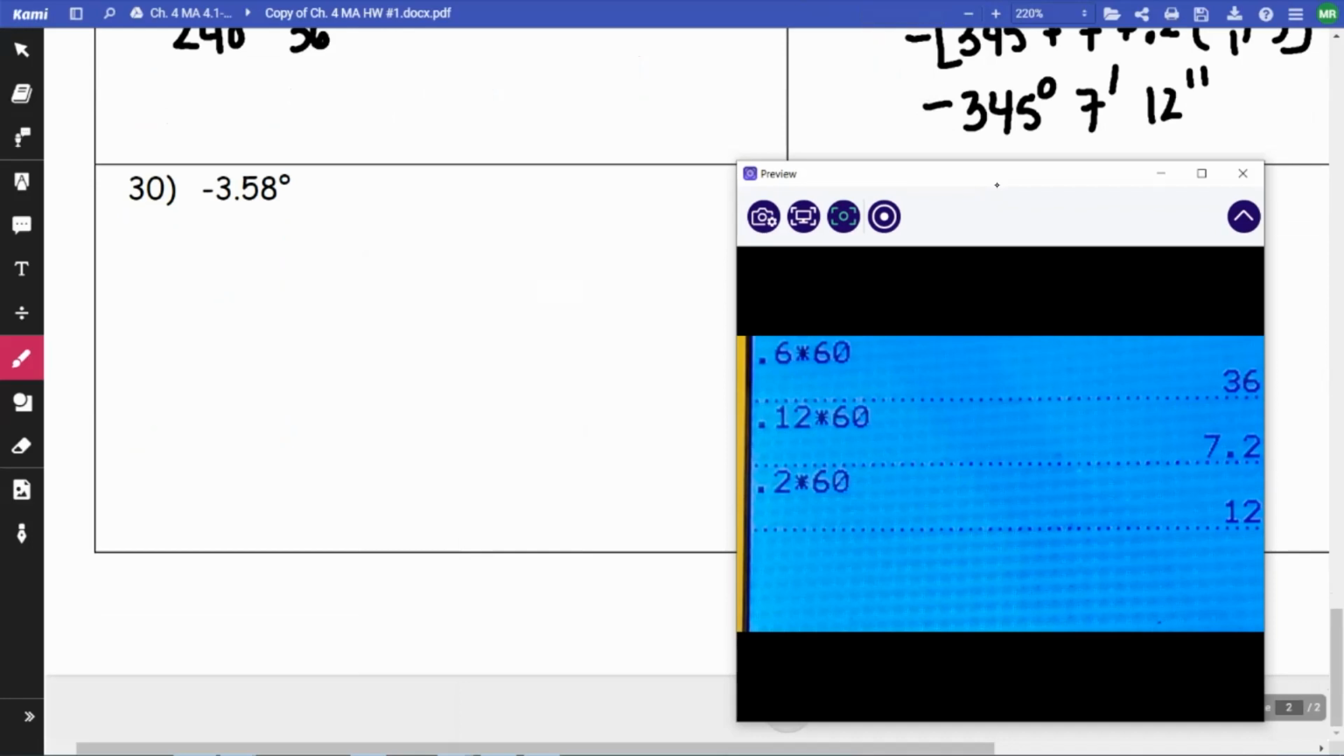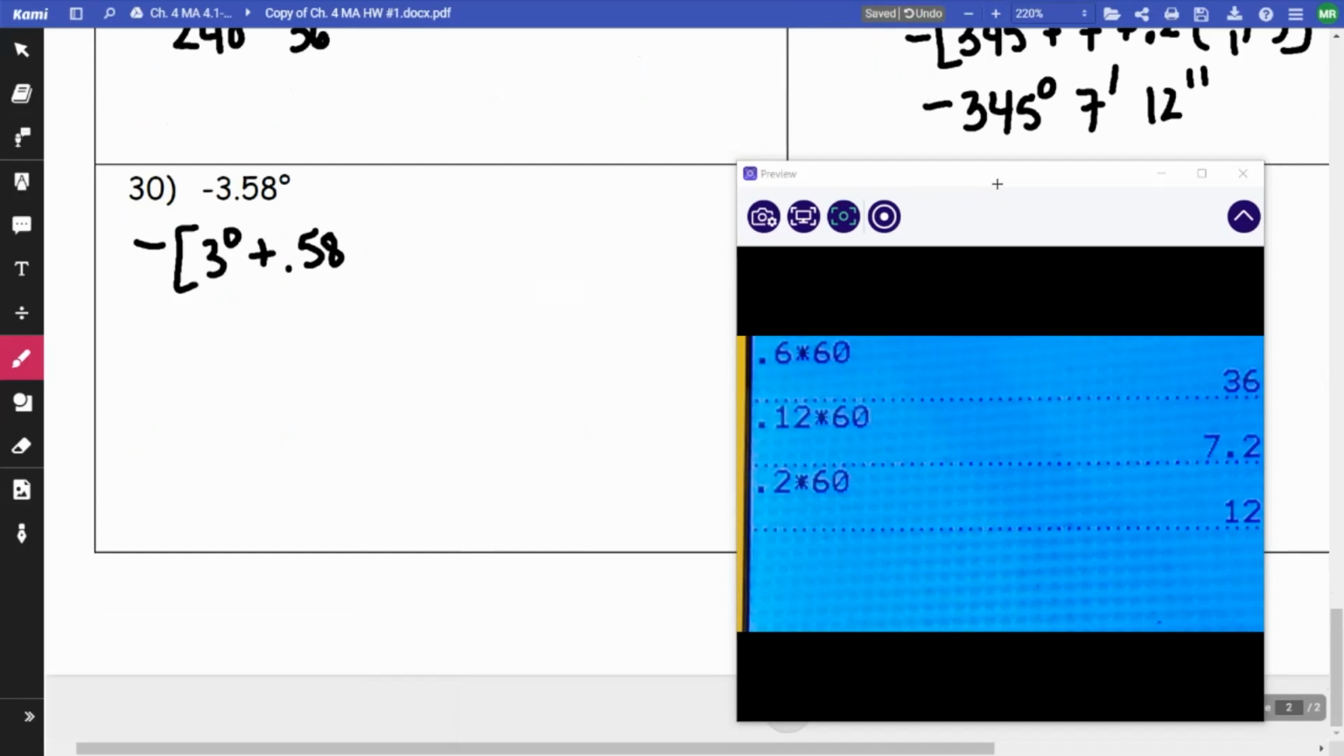Now on this next one, again, I have a negative 3 degrees plus I have part of a minute. Okay, so 0.58, part of a degree. So I have 0.58 degrees. I'm going to change that first to minutes. So 1 degree is the same as 60 minutes. So let's see what I get when I do that. So I know I'm going to have 3 degrees for sure.